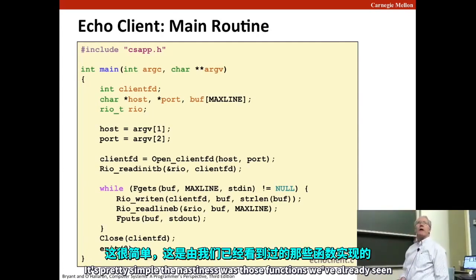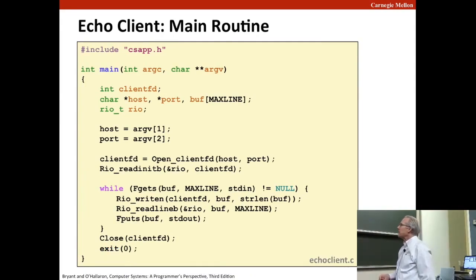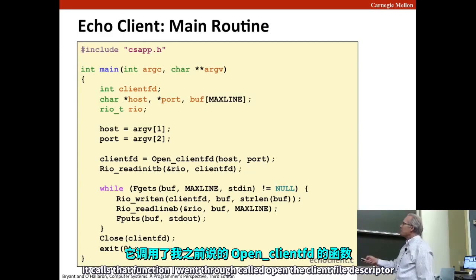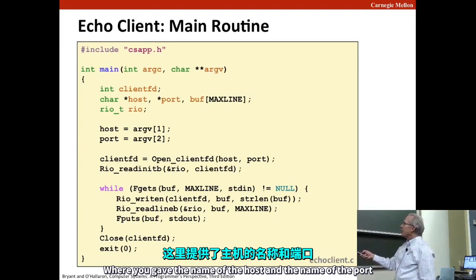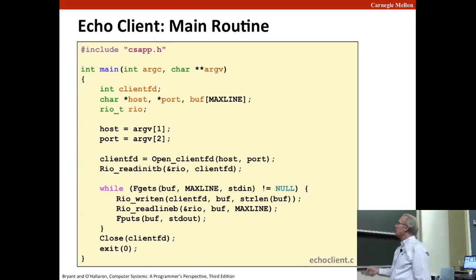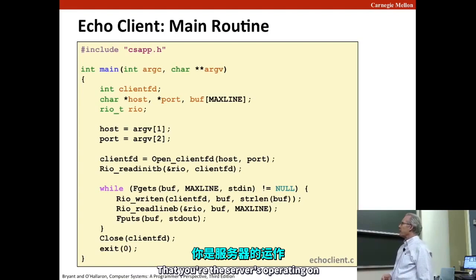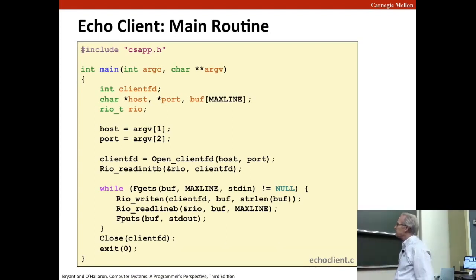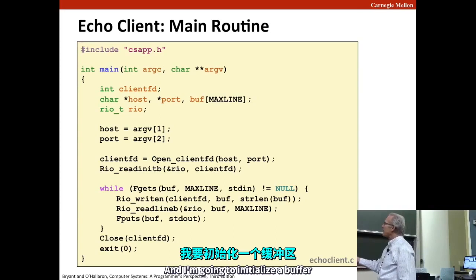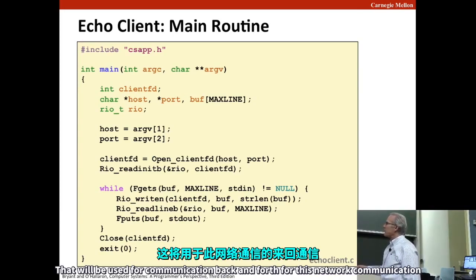It's pretty simple. The nastiness was those functions we've already seen. So here's the client side of it. It calls that function I went through called open the client file descriptor, where you gave the name of the host and the name of the port that the server is operating on. So I said here, localhost 15213. And I'm going to initialize a buffer that will be used for communication back and forth for this network communication.